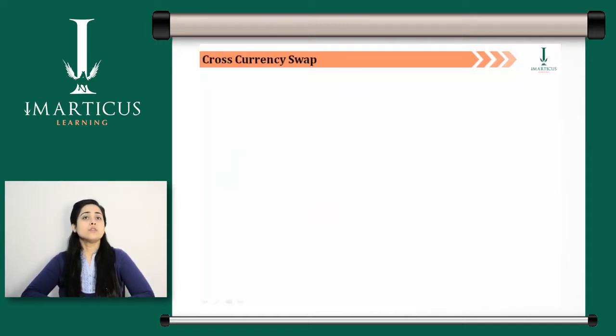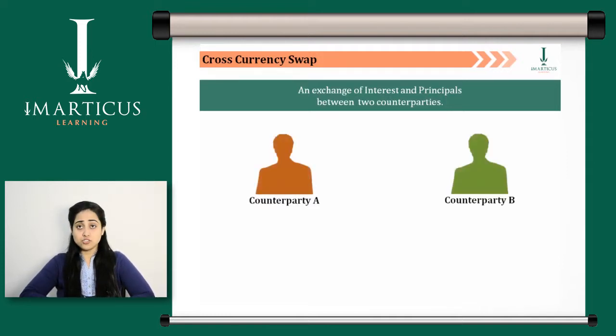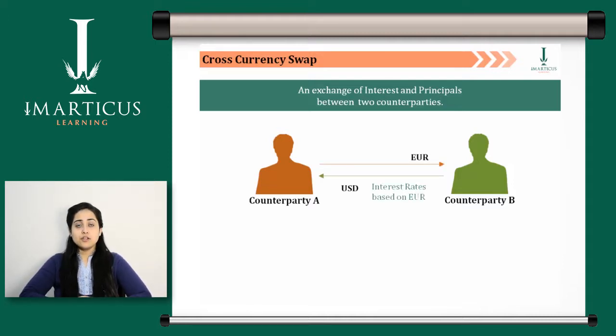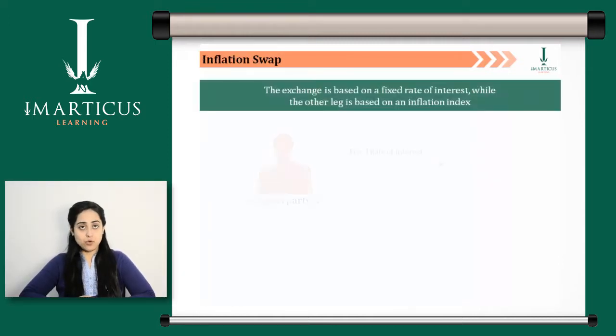Let us begin with the cross-currency swaps. Cross-currency swap is an exchange of interest and principals between two counterparties. Let us take an example of cross-currency swaps. Like in any swap, we have two parties in transaction, party A and party B. Party A receives US dollars from party B. At the same time, party A will pay in euro to party B. During this term, party A will receive interest rates based on the euro and pay interest rates based on the US dollar.